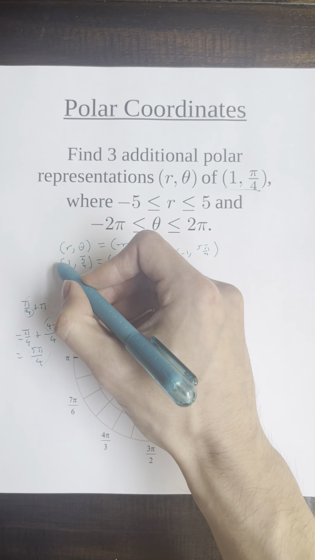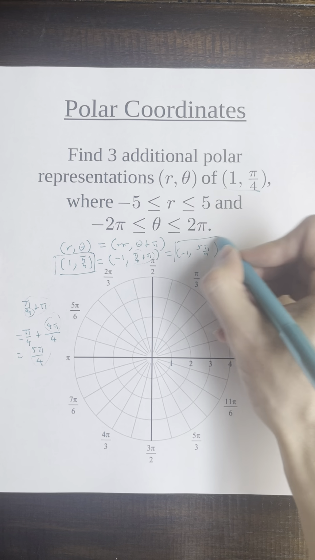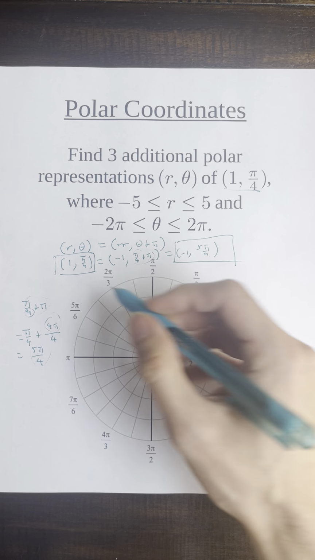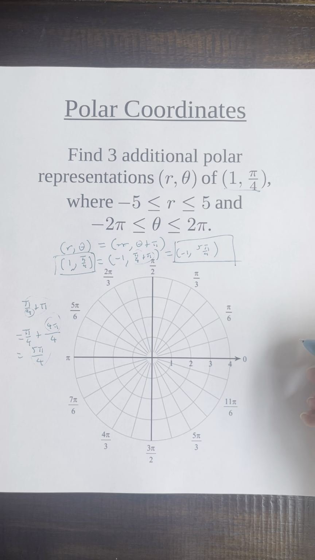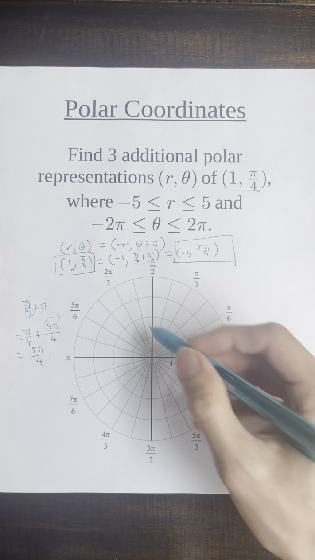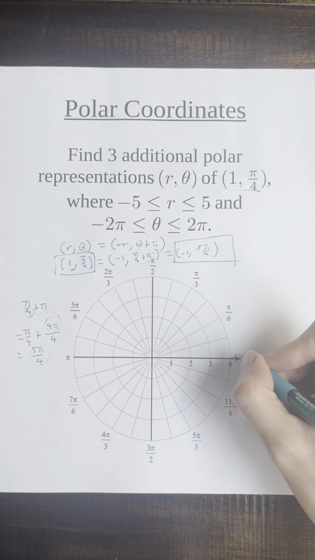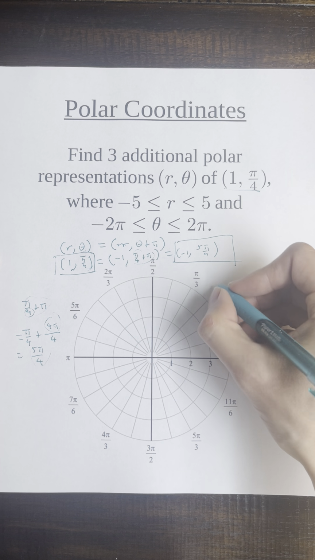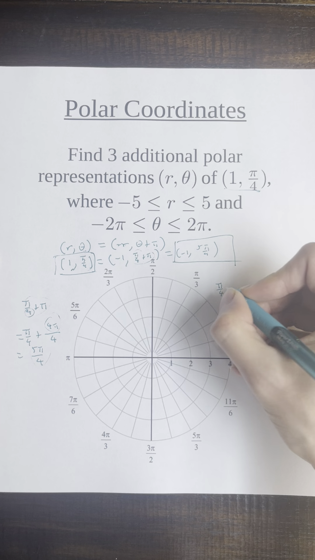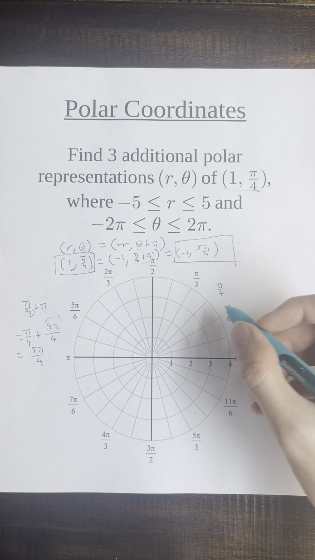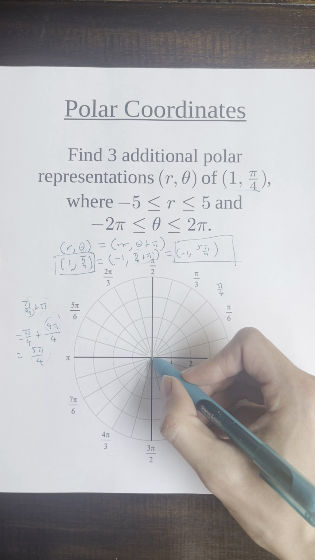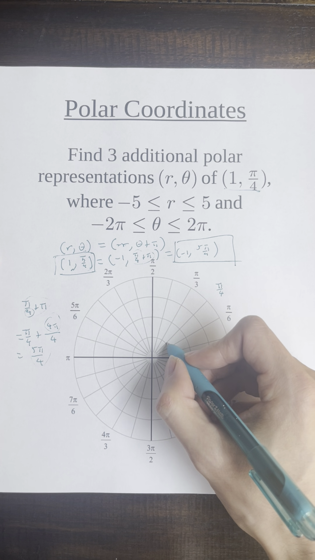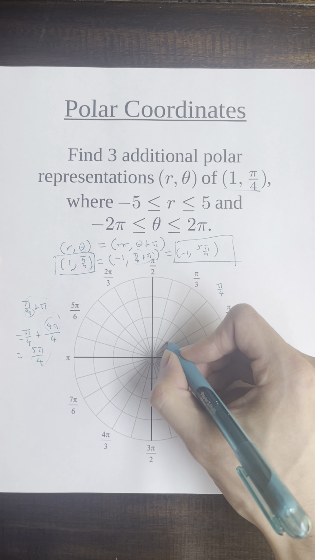Okay, and you can double check that this and this are the same point. Let's go ahead and do that. How would we plot this? So pi over 4, that's halfway between 0 and pi over 2. So here. Okay. And then the 1 means the radius is 1. So go towards pi over 4, the radius is 1.